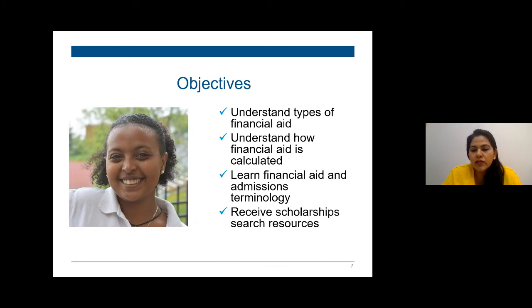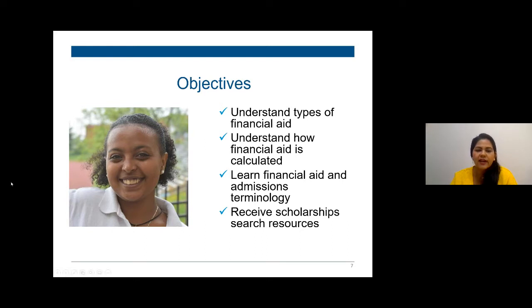We also want to explain to you how financial aid is calculated, both on the federal side and at each college. And we also want to expose you to opportunities in regards to scholarship search resources and our very own scholarship newsletter, if you have not already signed up for it.